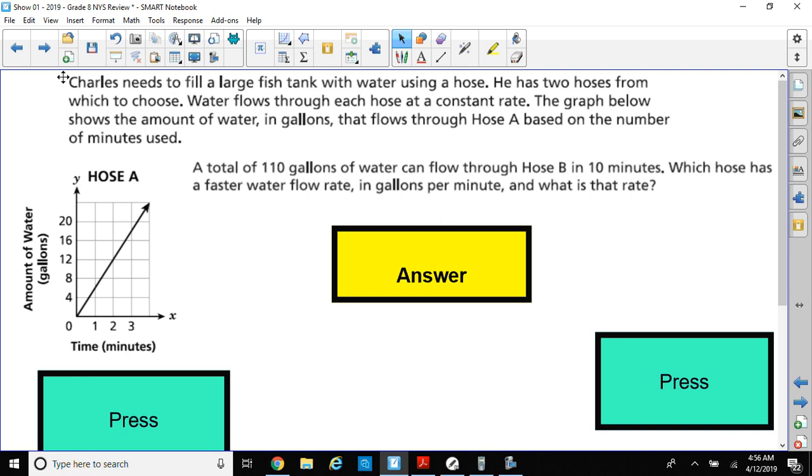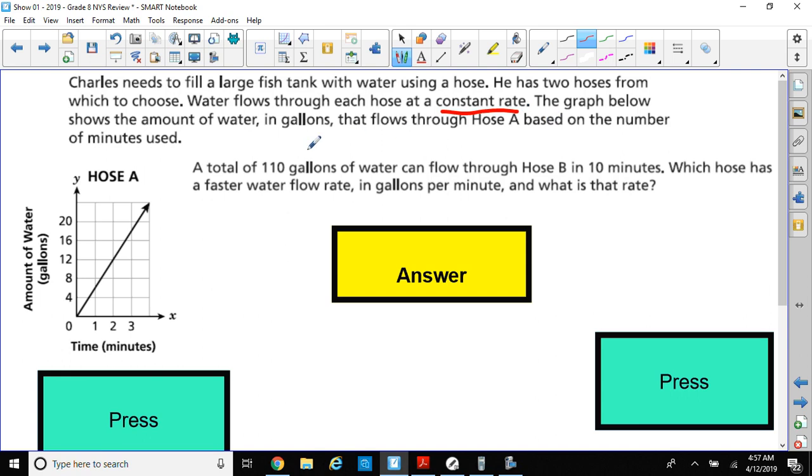Okay, a little long, but Charles needs to fill a large fish tank with water using a hose. He has two hoses from which to choose. Water flows through each hose at a constant rate. And that's important to know. Let me get a pen and underline that. Constant rate.